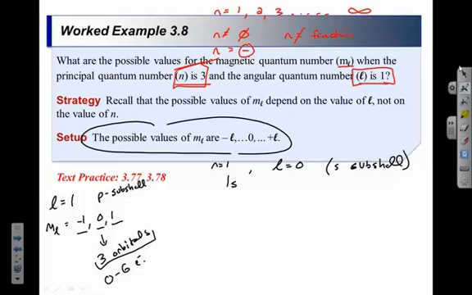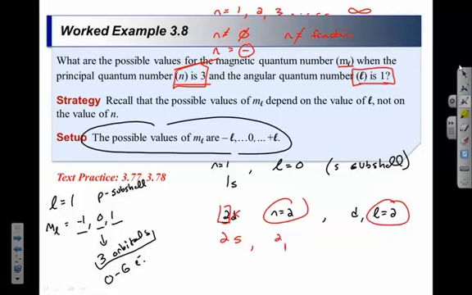2s, that's fine. You can have that. 2d, no, that does not exist. If we look at a 2d, the 2 means n equals 2. And in a d subshell, if we did have that, L would be equal to 2. We just said n and L cannot be equal. The maximum value for L is whatever n is minus 1. So in the second energy level, there is no d. In the second energy level, there's an S and there's a p. That's it.